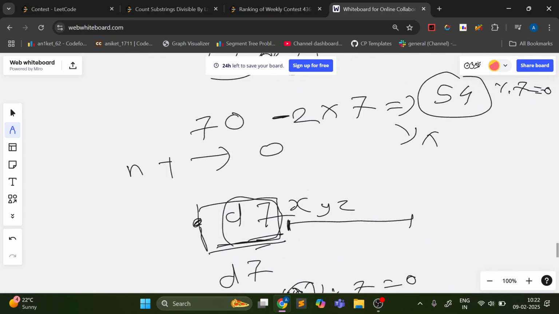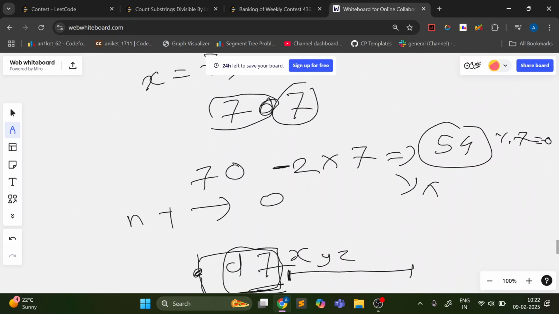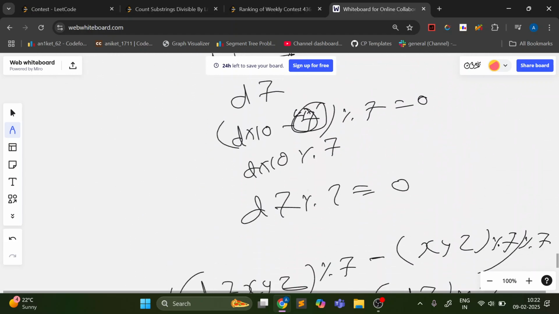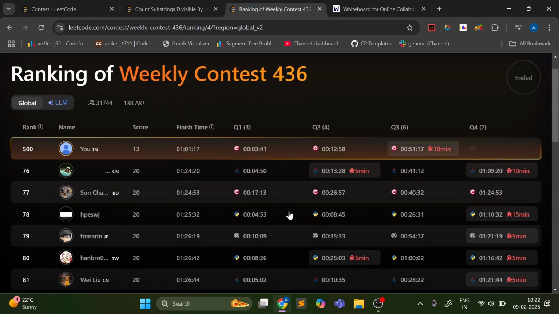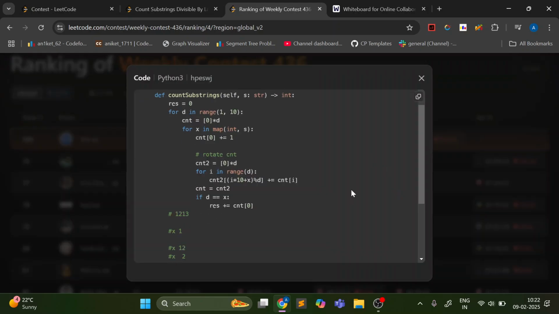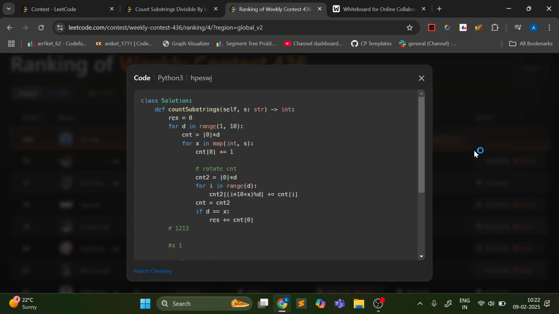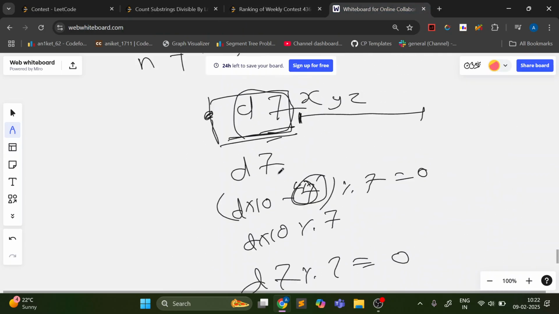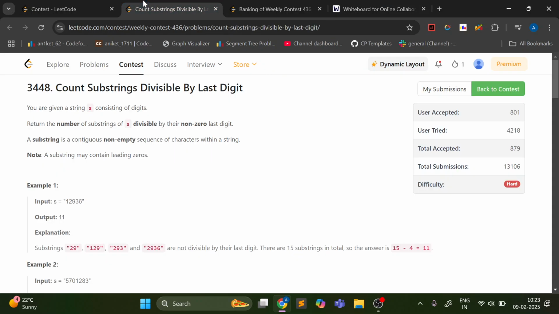But this is the main logic. For 1 to 9 it is pretty simple prefix logic except 7, and for 7 it is trickier, I would say. And I think there are very few solutions of this type of logic, because most of them used DP, but I used this logic. But let me just explain the code.